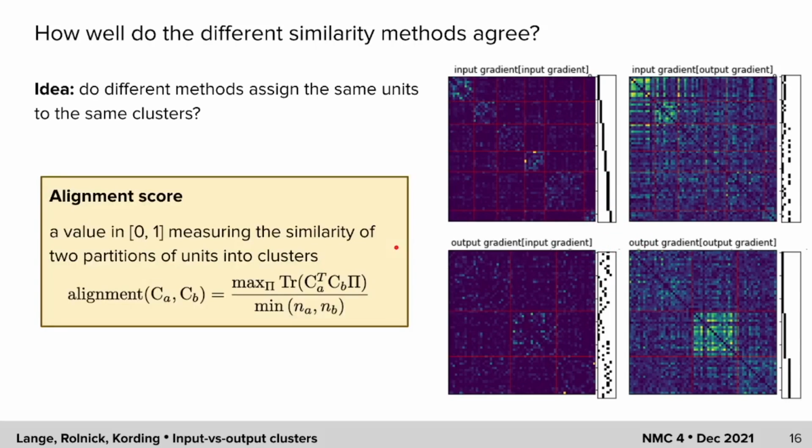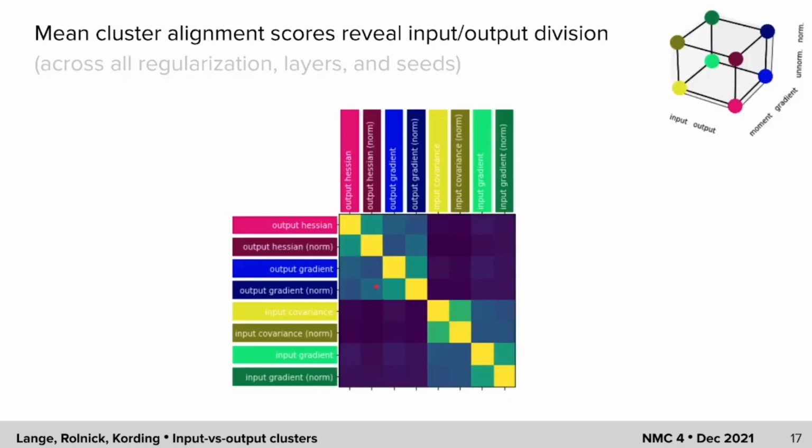We quantified alignment using this alignment score, which is a value between 0 and 1, which essentially counts the fraction of units assigned to the same cluster in each method by counting all possible permutations of clusters. This plot shows the average alignment score of clusters found by our 8 different pairwise similarity methods. The upshot of this analysis is that on average there is a low alignment between the input and output families of method for measuring pairwise similarity, and only minor differences depending on normalization.